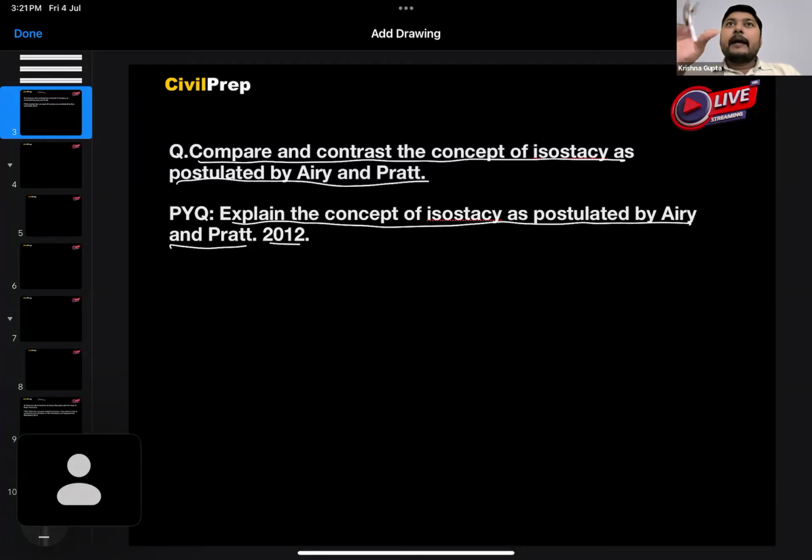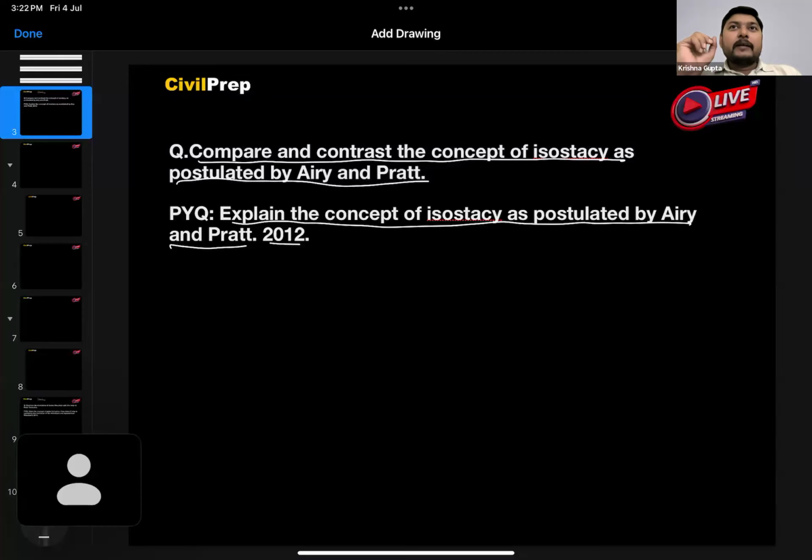Here we'll see that Airy was one of the geographers, but he was associated with Everest. Sir Everest was looking at the gravitational fields at different locations. At that time he was in the Himalayan region, mapping the elevation or altitude of the Himalayas. There he saw that the gravitational field at the Himalayan region and the plain region is different. So it struck Everest: why is this so?